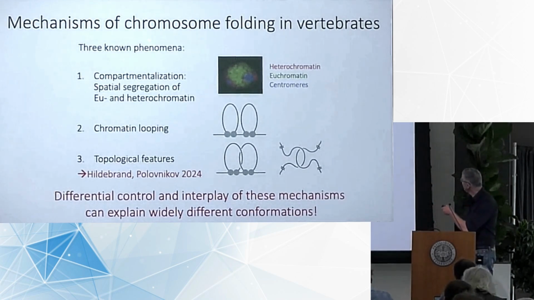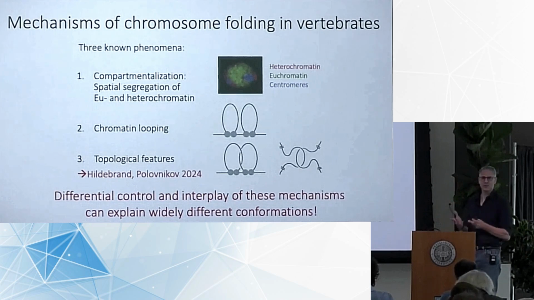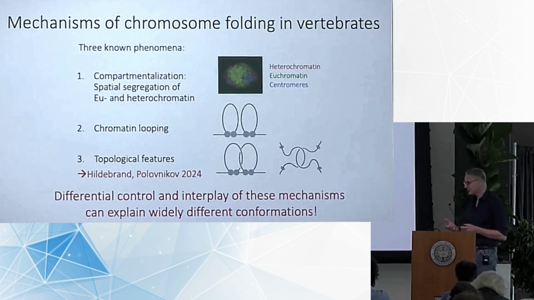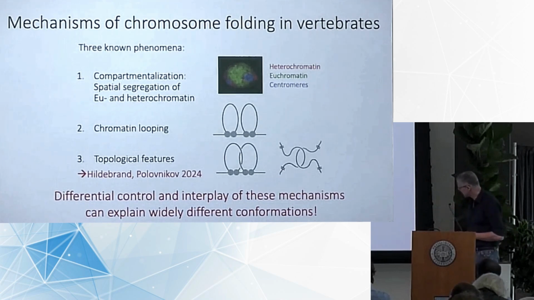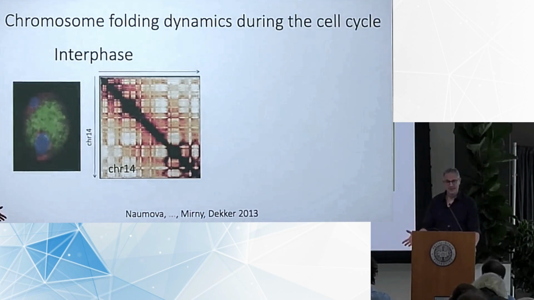As I said in the beginning, there are really three known phenomena. I briefly introduced compartmentalization and loop formation and topological features that I won't go into much detail of. But I highlighted the fact that it's all about controlling these processes if you want to fold chromosomes or change the folding of chromosomes. It's a differential control and interplay between these mechanisms. It can explain a wide array of different conformations, for instance, during the cell cycle.